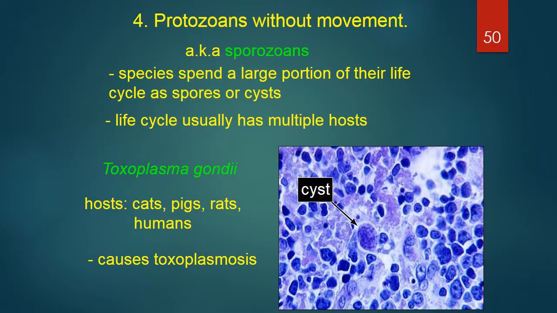toxoplasma. Let me back up and say all of the protozoa that fall into this category are parasites, and they contain what's called an apicoplast, and that's used to penetrate their host cell wall. That's how they infect their host. So toxoplasma causes what's called toxoplasmosis. Its hosts are cats, pigs, rats, and humans.